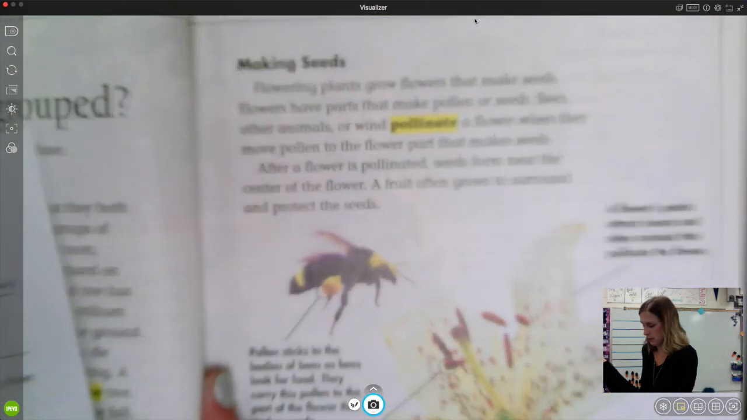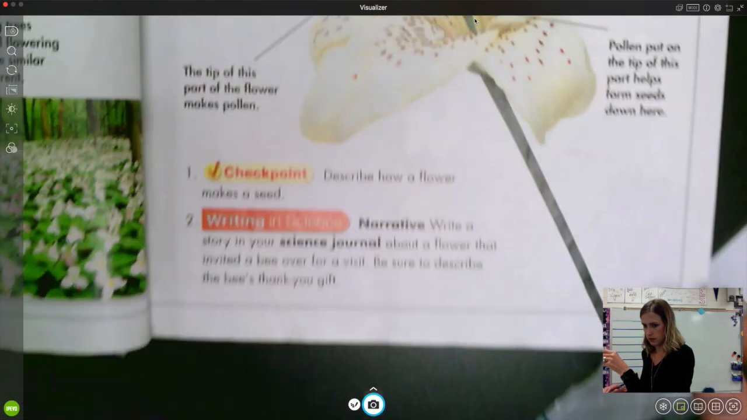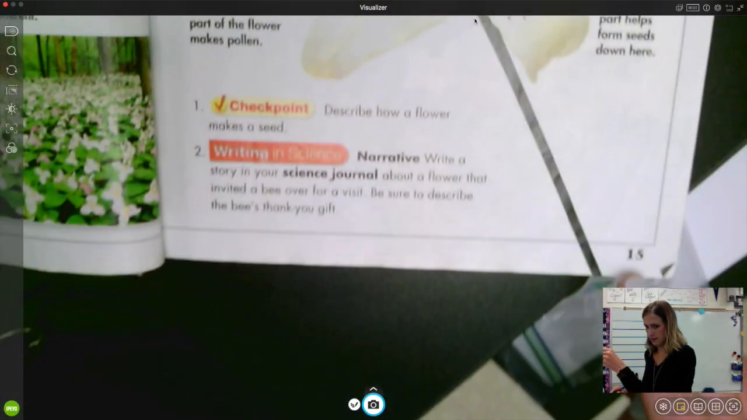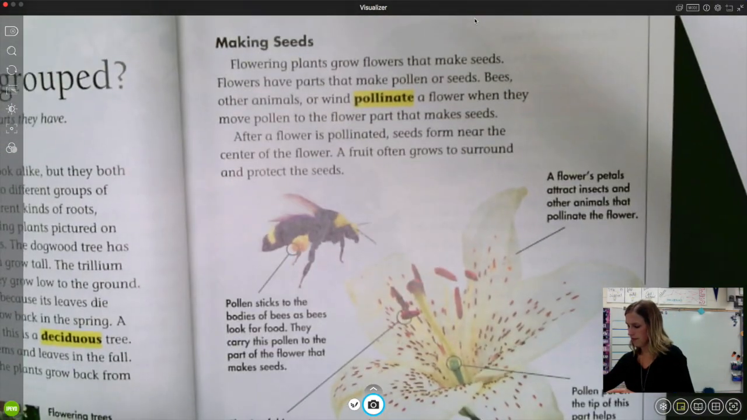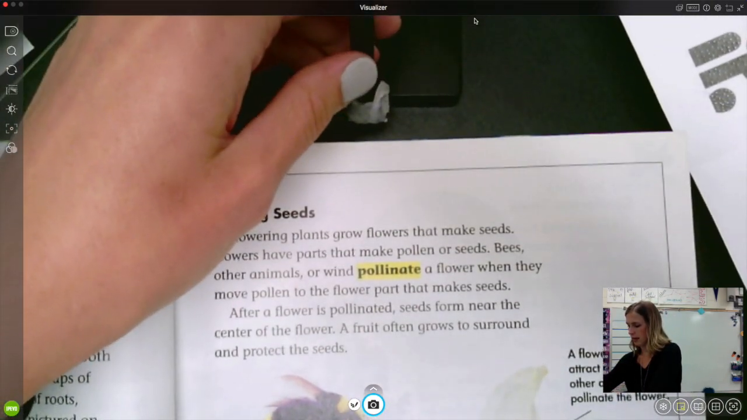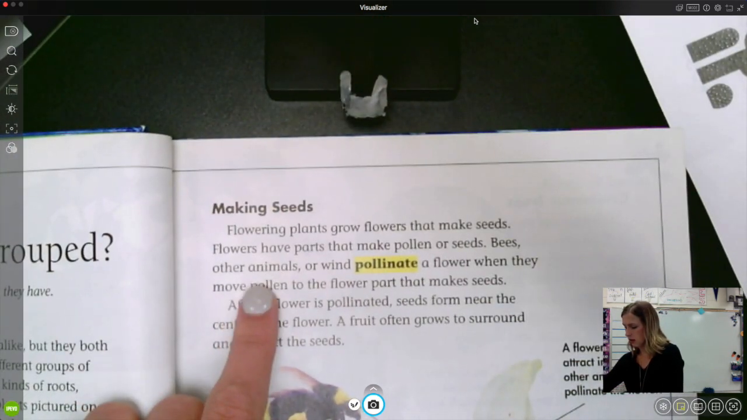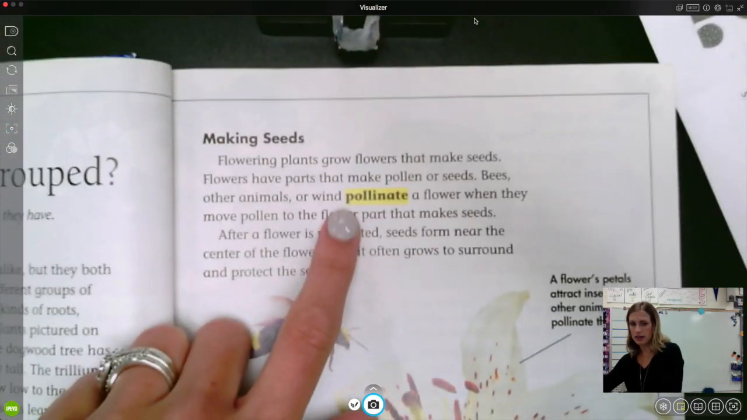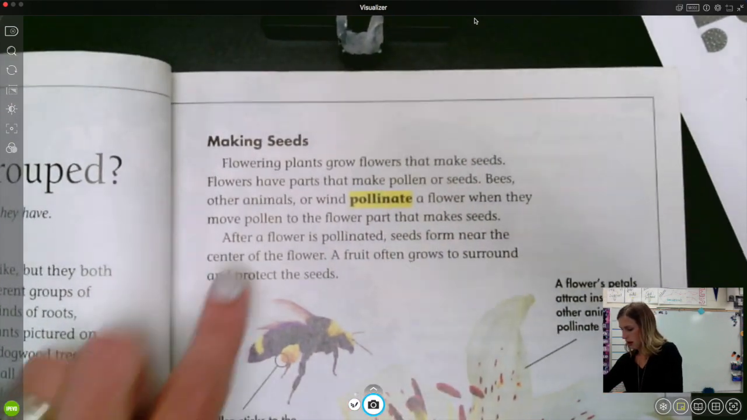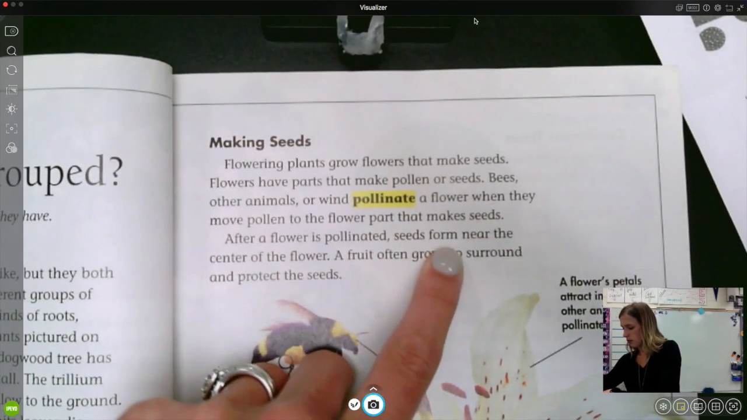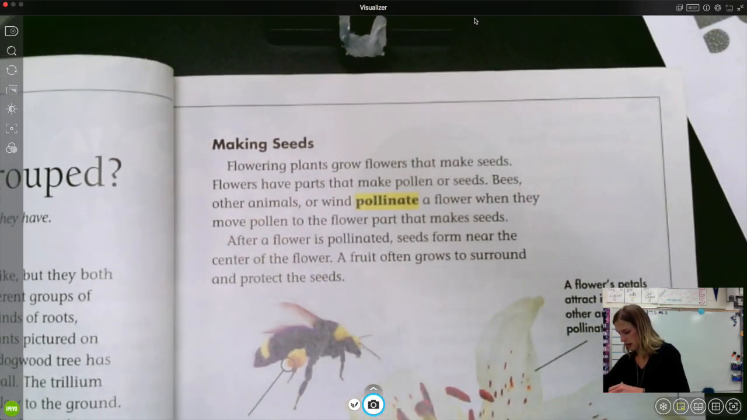On to our next page. We're on page 15 of our textbook. Page 15, right at the bottom. Making seeds. Flowering plants grow flowers that make seeds. Flowers have parts that make pollen or seeds. Bees, other animals, or wind pollinate a flower when they move pollen to the flower part that makes seeds. After a flower is pollinated, seeds form near the center of the flower. A fruit often grows to surround and protect the seeds.